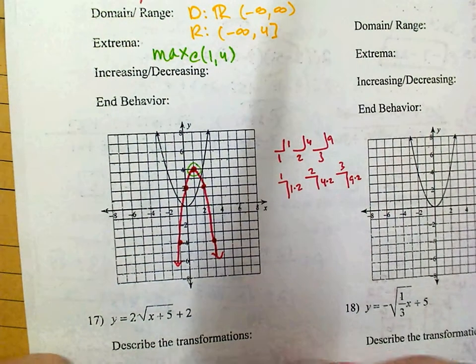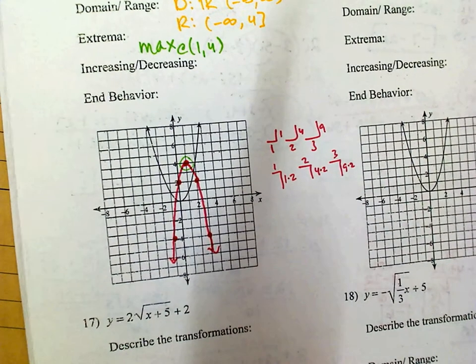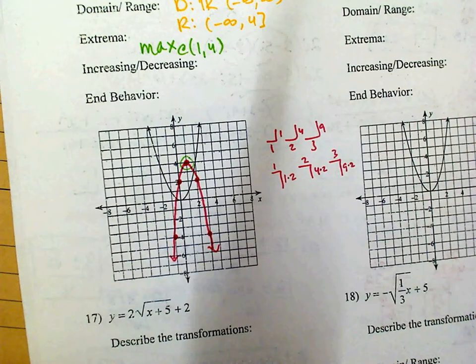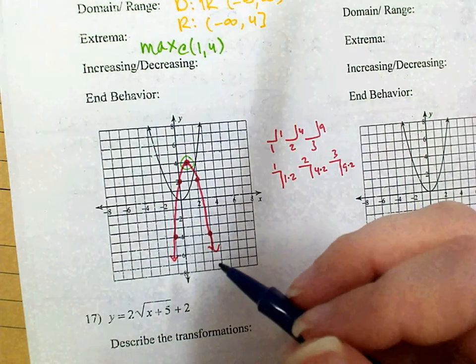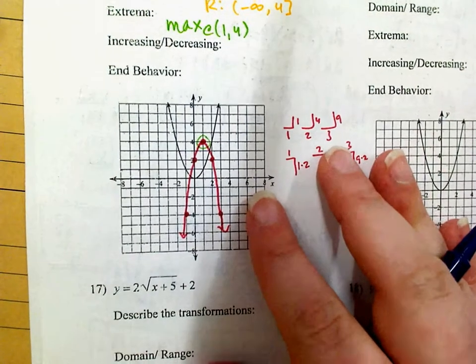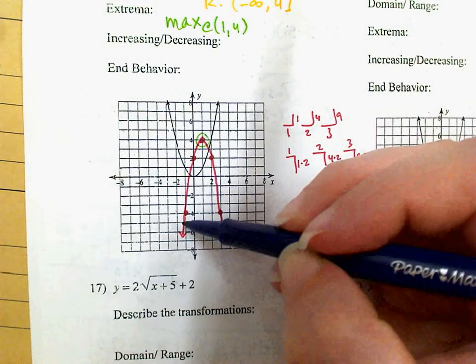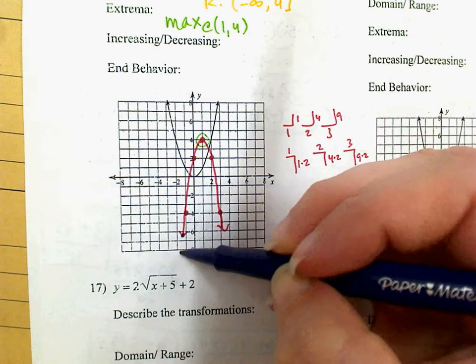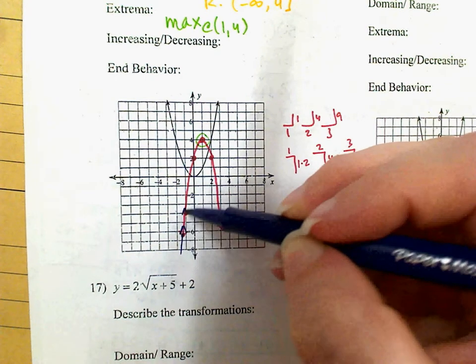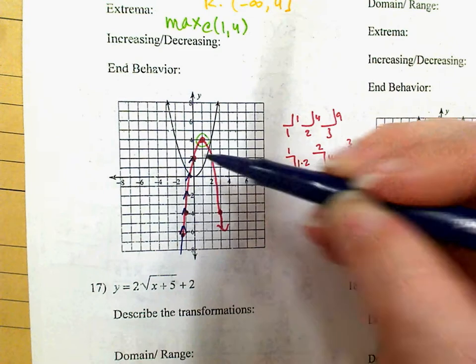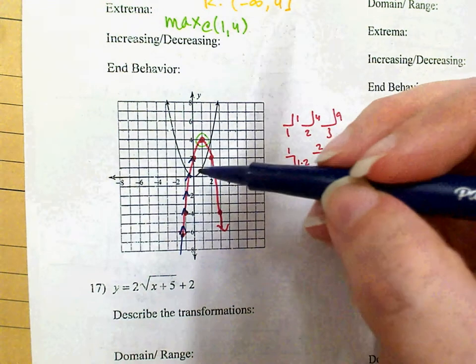Increasing and decreasing. If you were to graph this on your calculator, which we're not doing, then it would start from down here, and then it would be going in this direction, which means it would be increasing, right? But then, as it reached the vertex, it's going to turn around, and now it's going to start decreasing. That's exactly what we're doing.